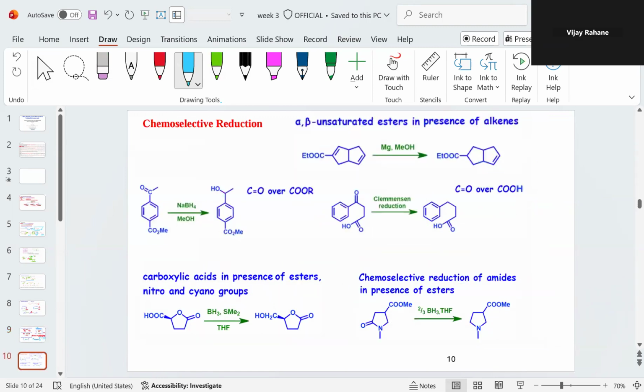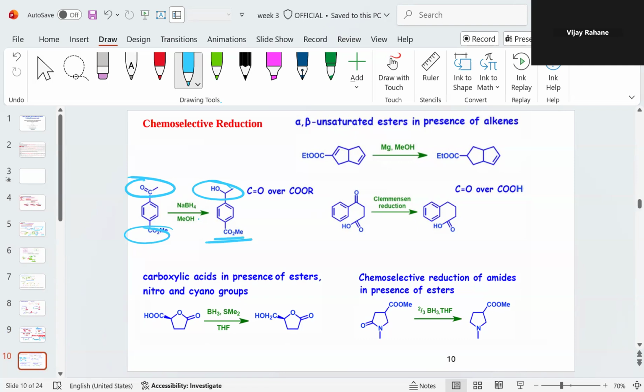Okay. So another type of reduction is the chemoselective reduction of carbonyl compounds. We have already seen one example. Here we have the ketone and the ester. It will selectively reduce the ketone group and keep the ester unaffected.